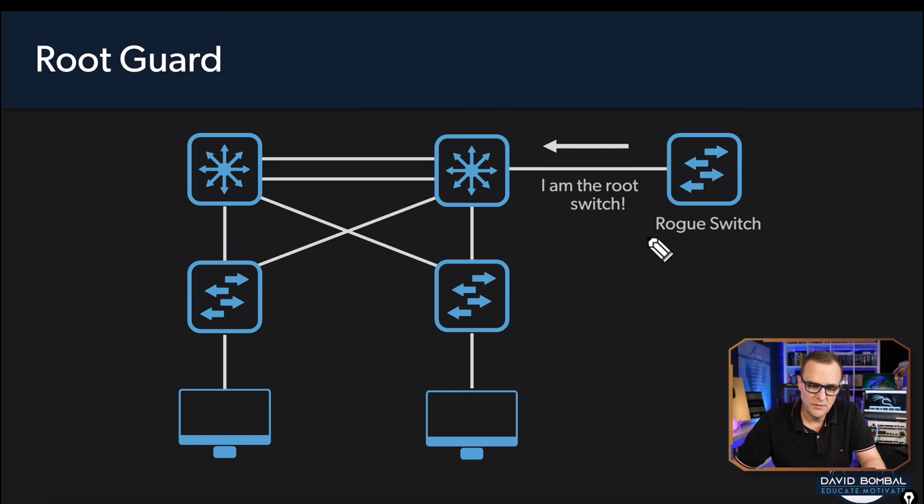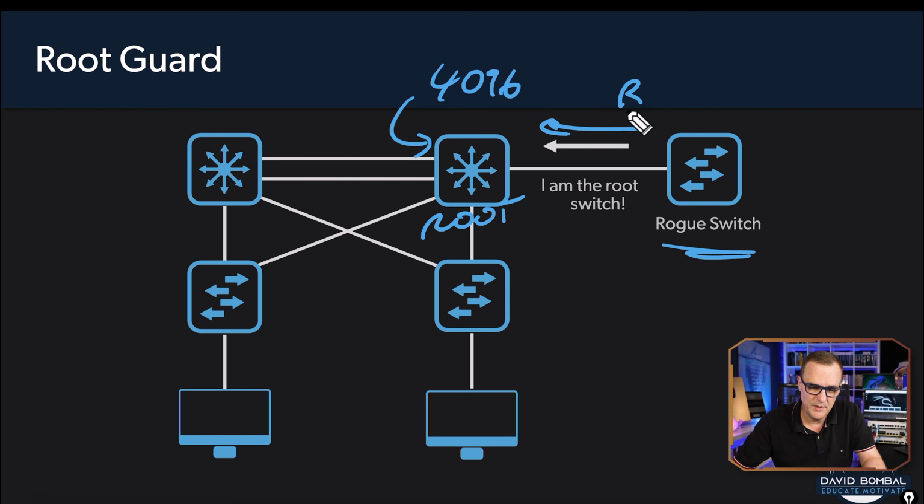So here's an example. A rogue switch is introduced into the environment, sending BPDUs, but in this case, superior BPDUs. Let's say this switch has a priority of 4096. It's the root switch or the root bridge in the topology. This rogue switch sends BPDUs saying, I am the root bridge. My priority is 0 as an example. This will therefore become the root bridge, but we want to stop that.